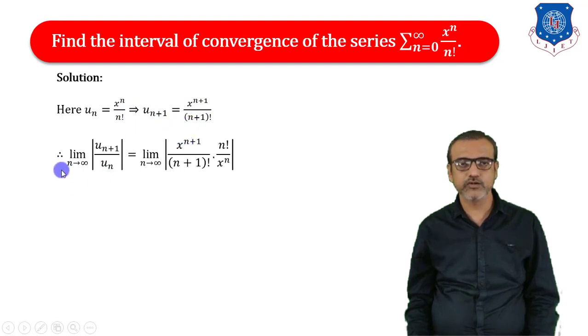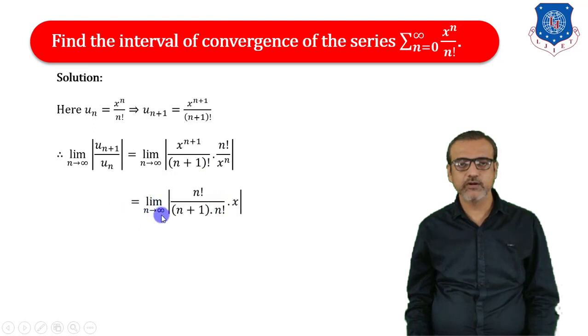Now we will apply the ratio test. Therefore limit n tends to infinity of modulus of un plus 1 upon un equals limit n tends to infinity of un plus 1, that is x raised to n plus 1 upon (n plus 1) factorial, multiplying by the inverse of un, that is n factorial upon x raised to n. So x raised to n will cancel out, and we will have x raised to 1 in the numerator, and writing (n plus 1) factorial as (n plus 1) into n factorial. So n factorial will cancel out.